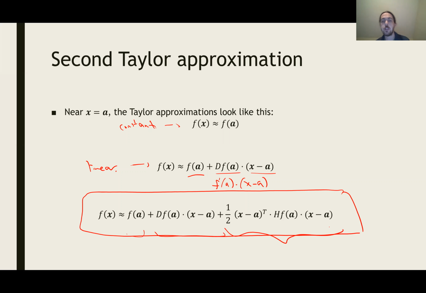We've got the Hessian as a square matrix in the middle, and rather than multiplying it by x minus a squared, which doesn't make any sense because we can't multiply a column vector by itself, what we do is we multiply it on the right by x minus a, and we multiply it on the left by x minus a transpose, and then we divide the whole thing by 2. That's the analog of the single variable calculus formula, f double prime of a times x minus a squared. We just replace the second derivative with the Hessian, and we convert this squaring part into a column vector on the right and a row vector on the left.